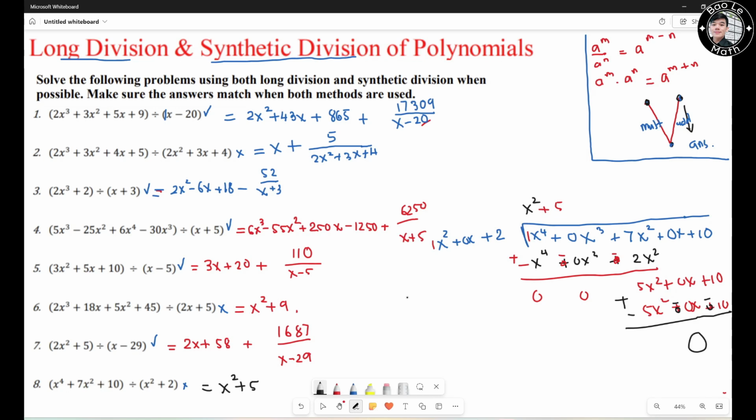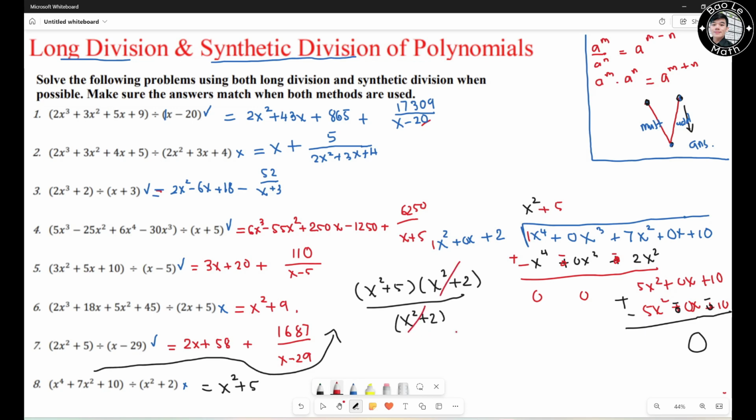Now the last one, you can use the factor method to do this one. Alright. Look, I need to find 2 integers that multiply to equal 10 and add up to 7. So this becomes s squared plus 5 times s squared plus 2, divided by s squared plus 2. Alright, if you want to learn how to factor the polynomials, look at the videos in the description. Alright, so this guy cancels out. The answer must be s squared plus 5.